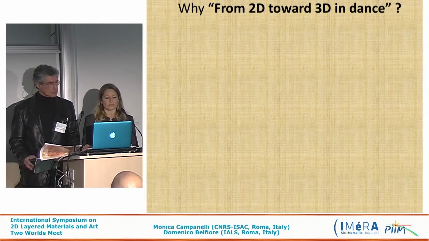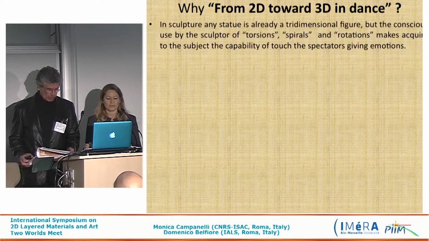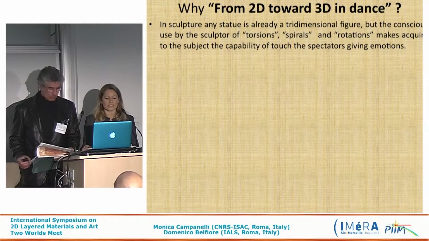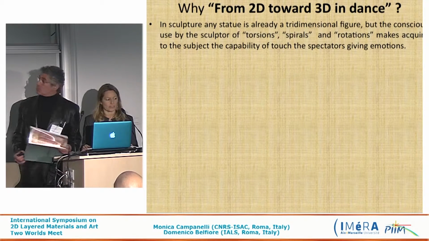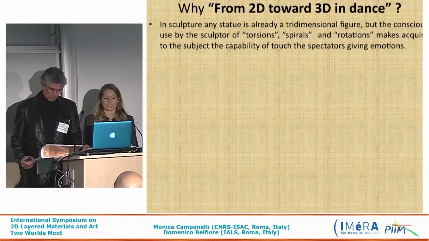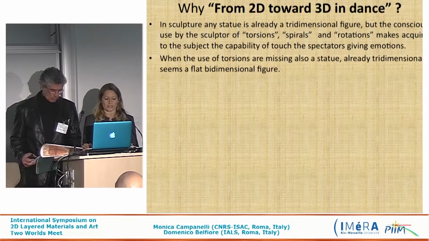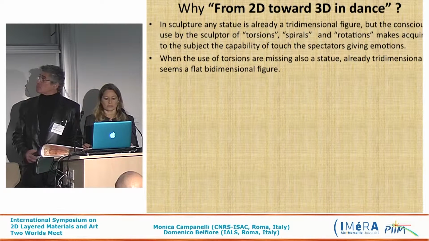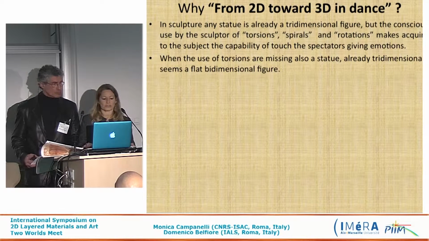Why this title, From 2 Dimensions Toward 3 Dimensions in Dance? In sculpture, any statue is already a 3-dimensional figure, but the conscious use by the sculptor of torsions, spirals and rotations gives the subject the capability to touch the spectators, giving emotions. When the use of torsions is missing, even a statue, already 3-dimensional, seems a flat bidimensional figure.